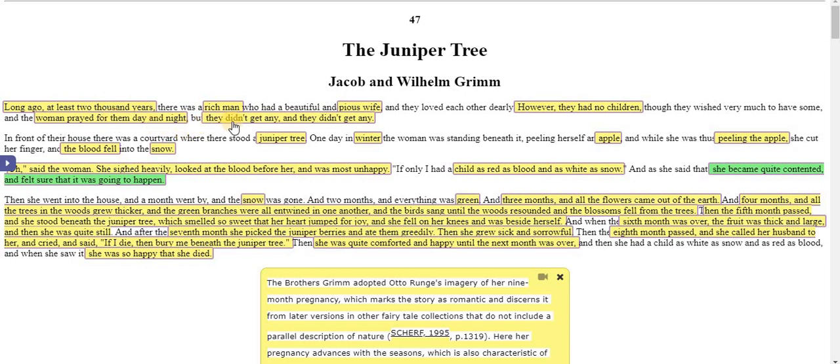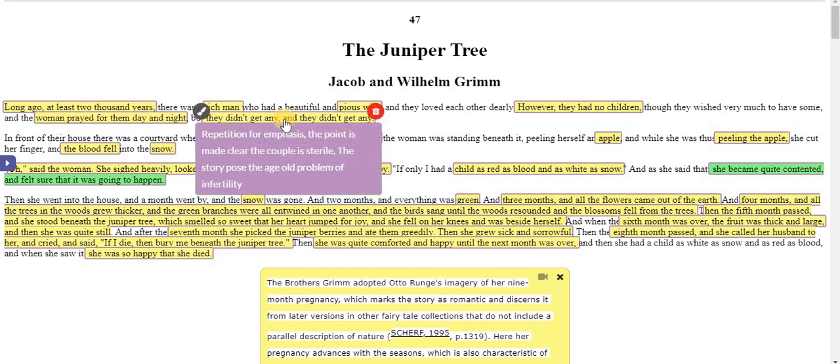But they didn't get any, and they didn't get any. Again, see the repetition here. Whenever repetition is used in a story, it means that they are reiterating the statement. They want to emphasize that they never got children. So repetition is for emphasis. The point is made clear that the couple is sterile or infertile, and it also indicates that the story in some way or the other posed the age-old problem of infertility and how couples cope with it.